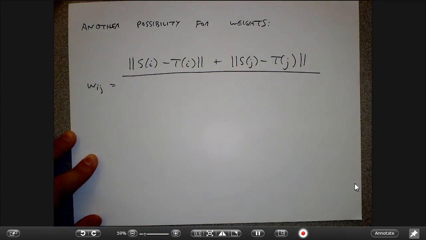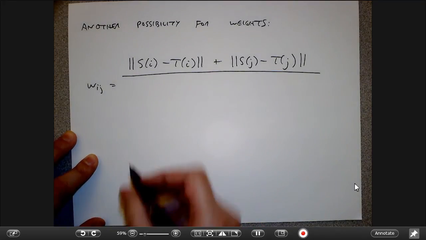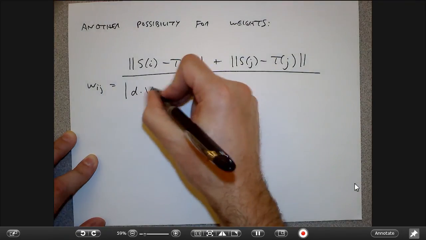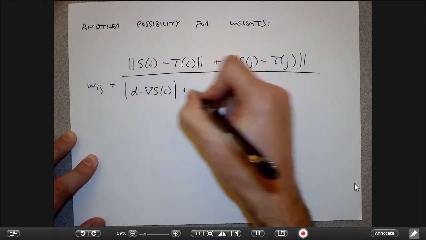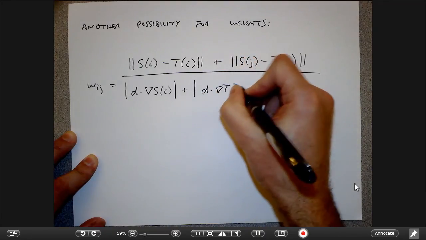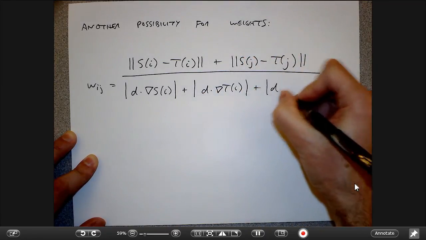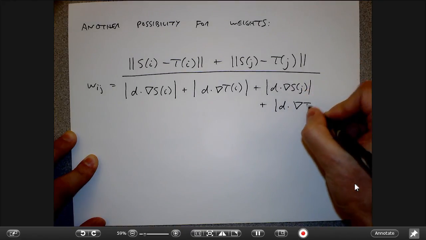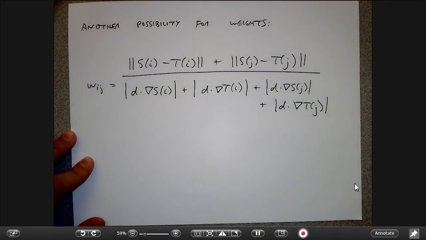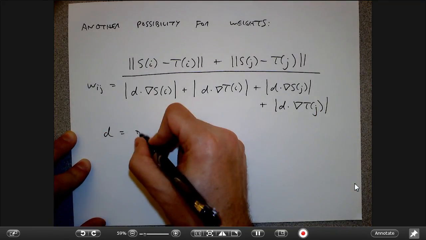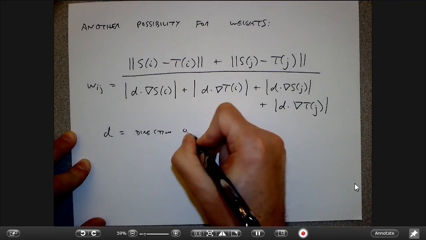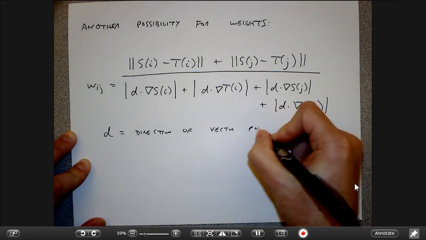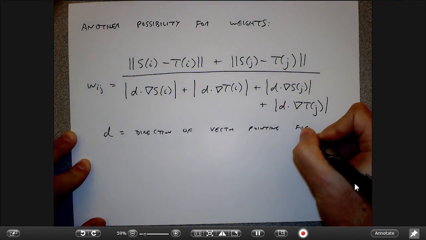And in the denominator, what I'm going to put is basically something that involves the gradient of these things at every pixel. And I didn't really allow myself so much space here. So here, D is basically the direction of the vector pointing from I to J.